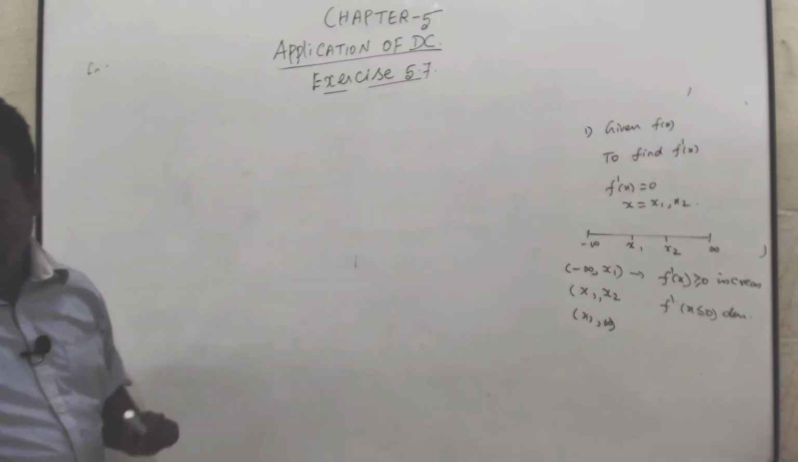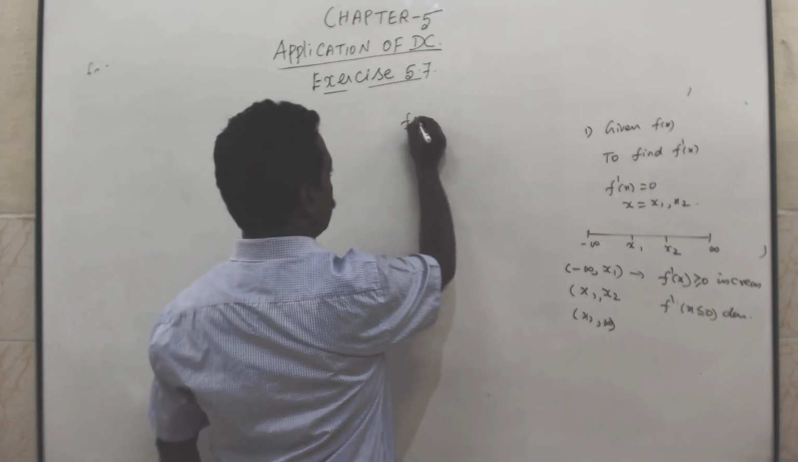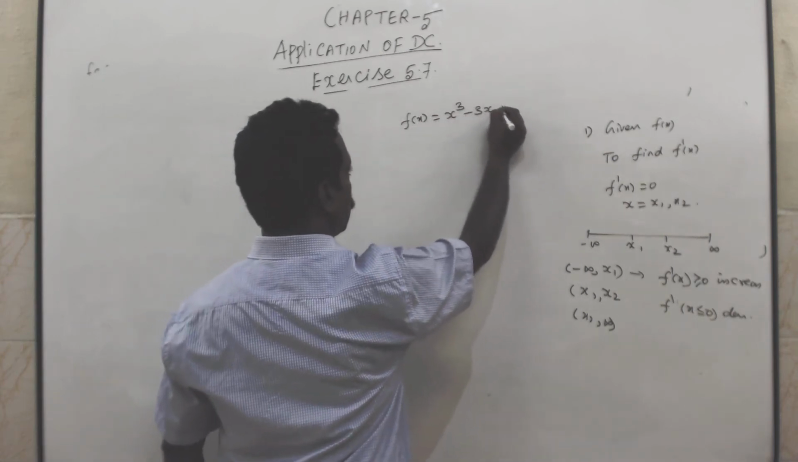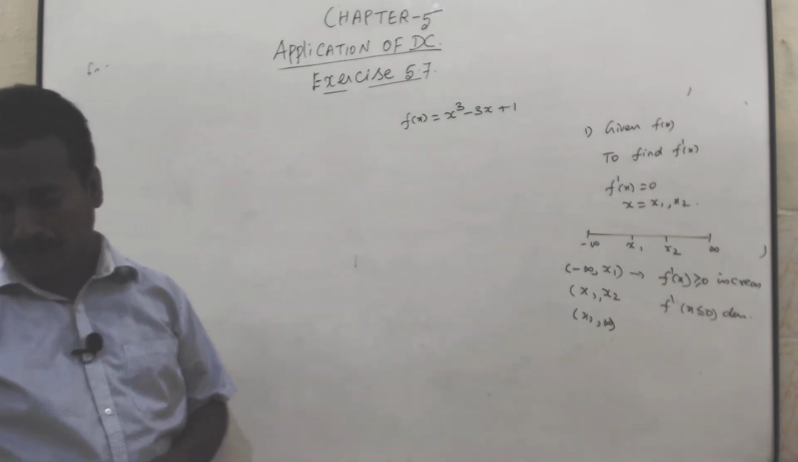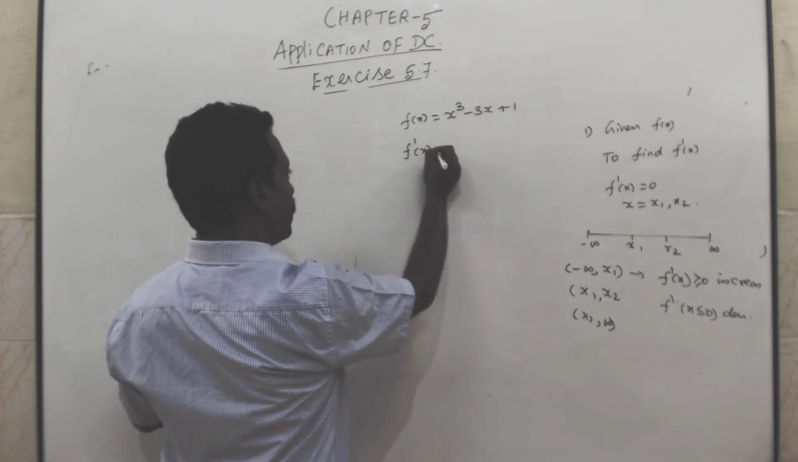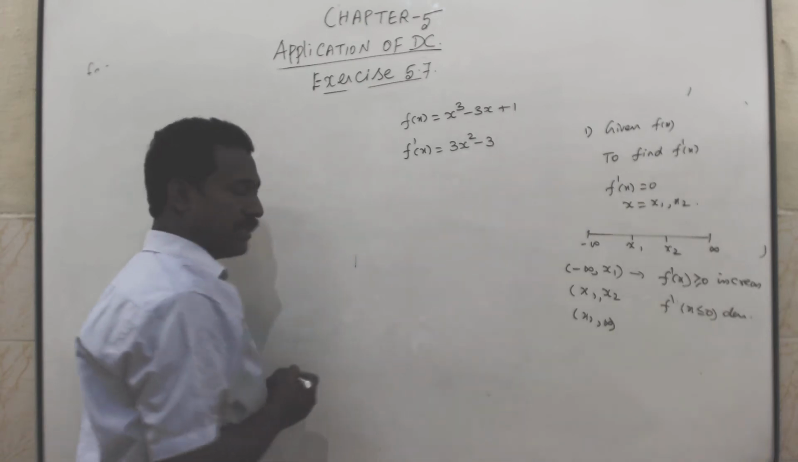Next, question number 2. What is subdivision number 2? f of x is equal to x cube minus 3x plus 1. Then f dash of x: x cube differentiation is 3x square, 3x differentiation is 3.